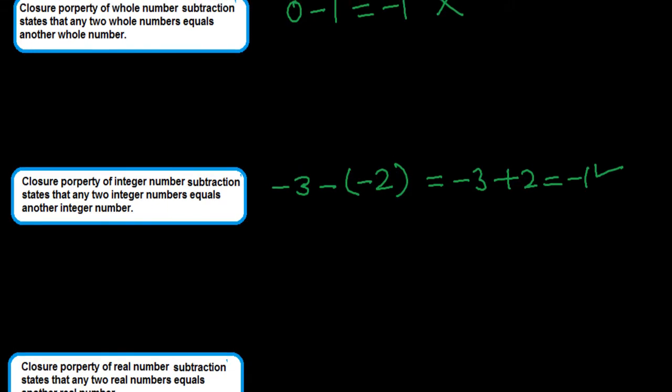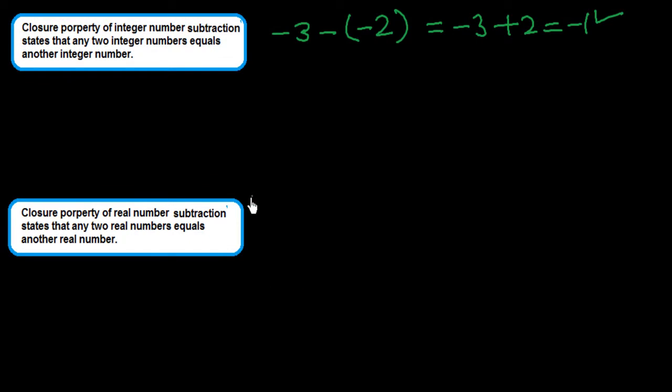And for real numbers it is also closed. If we subtract two real numbers, minus root 3 minus 5, we could write it this way, minus 5 minus root 3, it is a real number. So in this way the closure property is closed here for subtraction of real numbers.